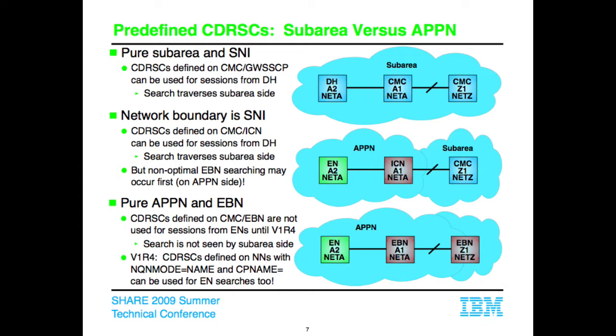So in general, this works exactly the same way as the alias translation function. The CDRSCs are only known to the subarea side, but if you use the new function on the interchange node, or on the border node in this case, then you do at least have the ability now to avoid the unoptimized APPN searching before we kick it over to the subarea side.